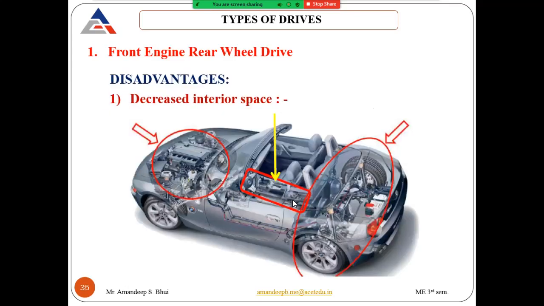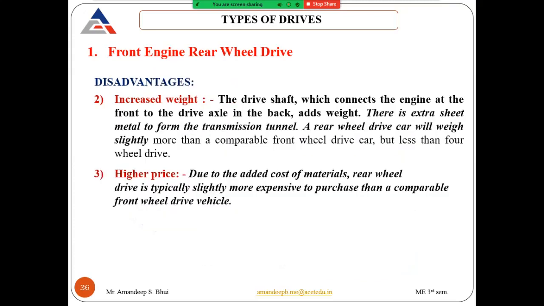So here you can see the decrease in the interior space. This is front engine rear wheel drive. This rectangular section in the middle, in red, is the extra space that is taken up by this transmission system. So this means that there will be less leg space for the passengers. That is one of the disadvantages of front engine rear wheel drive.